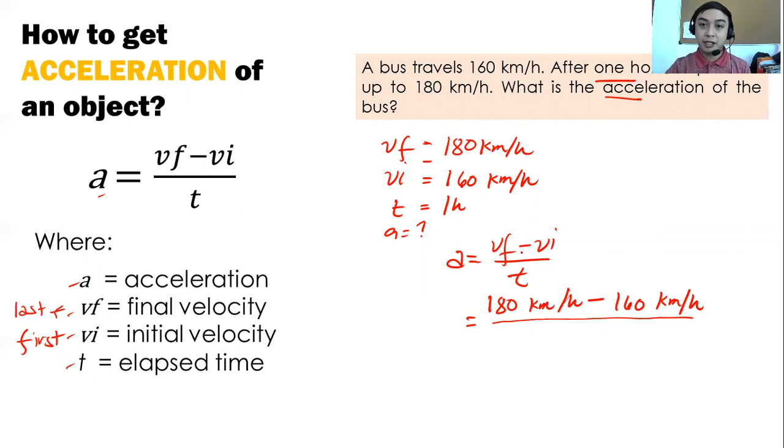What is our time right now? We're done already copying the all over sign. Our time is 1 hour. So you substitute 1 hour to T. So there you go, we can compute right now.